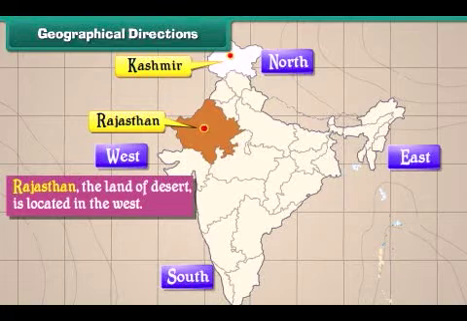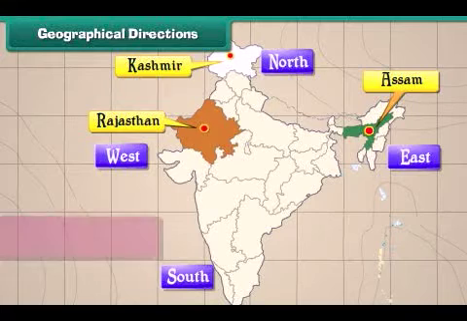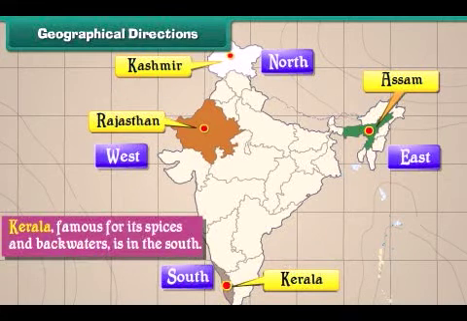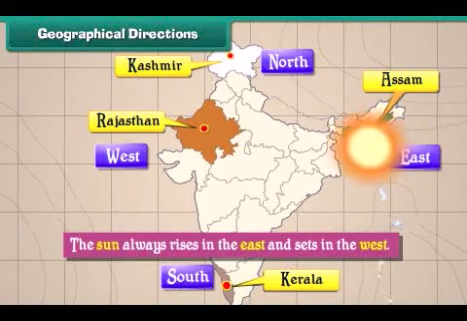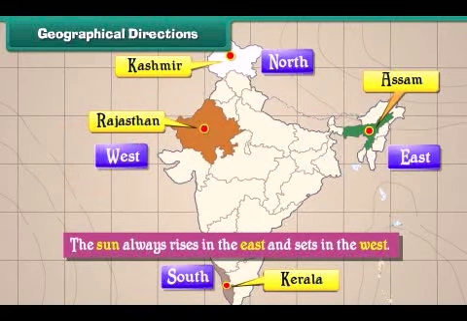Rajasthan, the land of desert, is located in the west. Assam, known for its tea and wildlife, is located in the east. Kerala, famous for its spices and backwaters, is in the south. The sun always rises in the east and sets in the west.